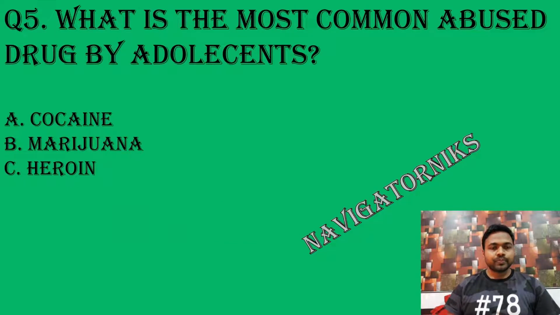Number 5. What is the most common abused drug by adolescents? Option A cocaine, B marijuana, C heroin. And the correct option is option B marijuana.